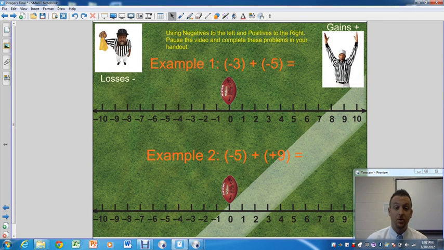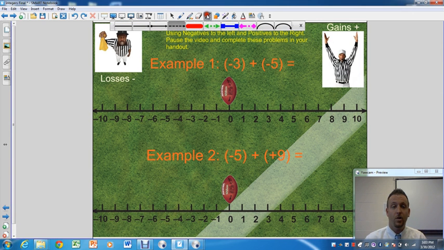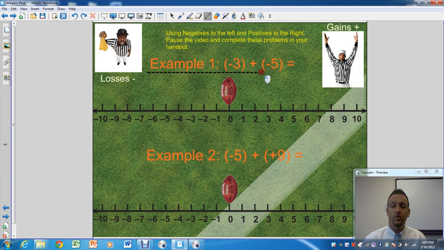Now I would like to take the opportunity for you to solve 2 problems on your own. The first problem is example 1. -3 plus -5 equals. Second problem is example 2. -5 plus 9. And that's a positive 9. I would like you to pause the video, complete the problems, and then press play afterwards and we will review.